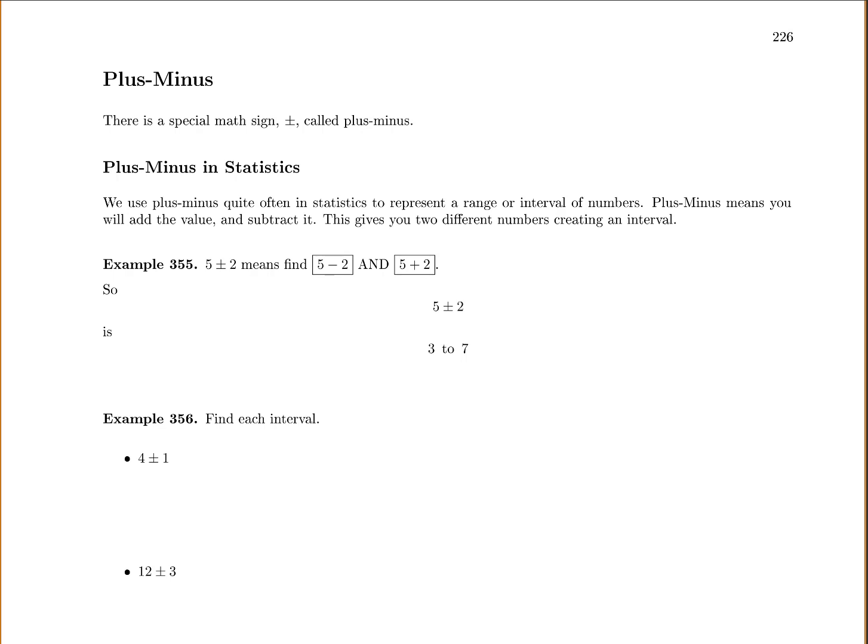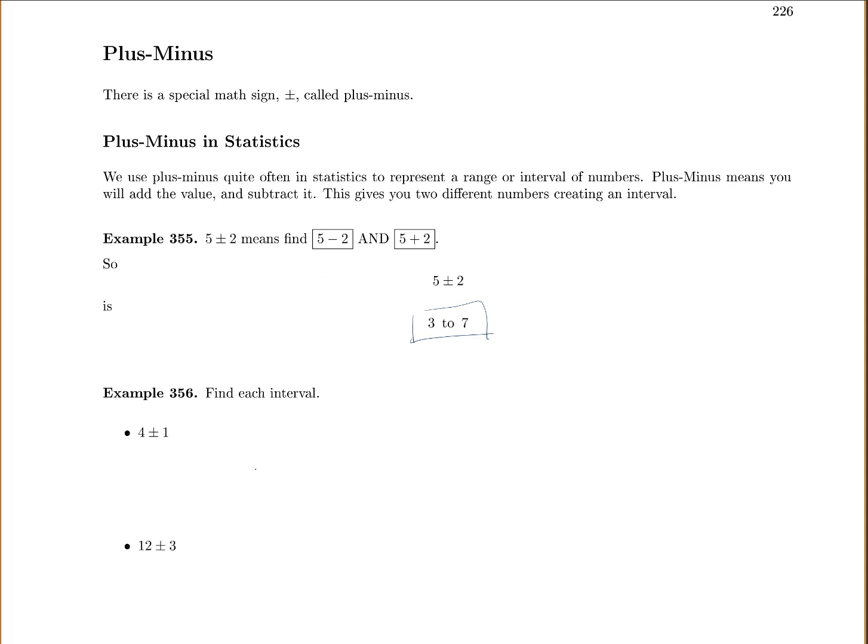So for example, 5 plus or minus 2 means we're going to find 5 minus 2 and 5 plus 2. So we could write it as 5 plus or minus 2, and what that means is we'll do 5 minus 2 is 3, 5 plus 2 is 7, so my final answer is always this range of numbers. It's going to be 3 to 7. It's a range of numbers.